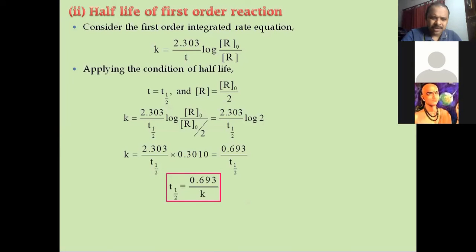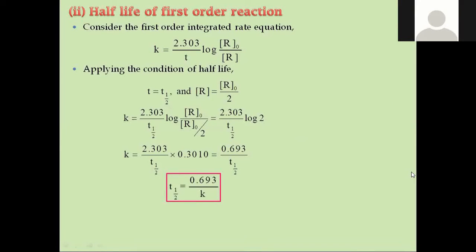Order is first order. We know the expression for first order. It depends on only rate constant, the rate constant of first order. Whatever the first order reaction is, it remains the same half-life. That means the half-life remains constant with time. It does not change.